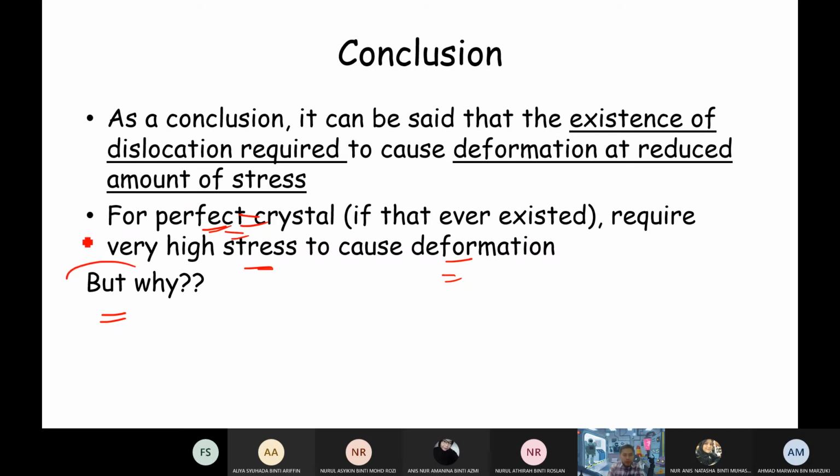I think I already covered this, but if you still can't answer this, you rewatch again my video and try to understand the concept of a dislocation and how it affects the property of material.